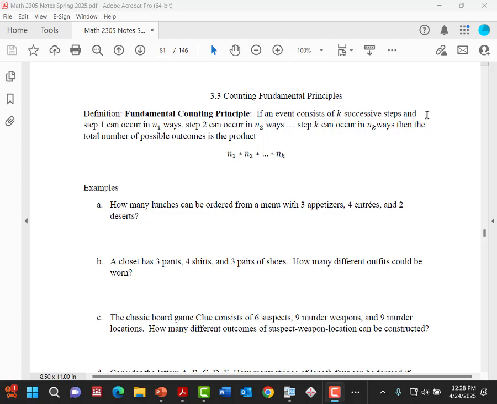So if an event consists of k steps, and step 1 can occur in n1 ways, step 2 can occur in n2 ways, etc., then the total number of possible outcomes is simply the product n1, n2, all the way out to nk. And so you can see why it's sometimes called the multiplication rule or the fundamental counting principle.